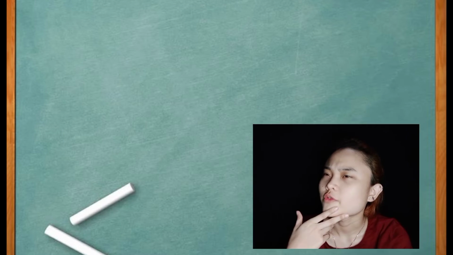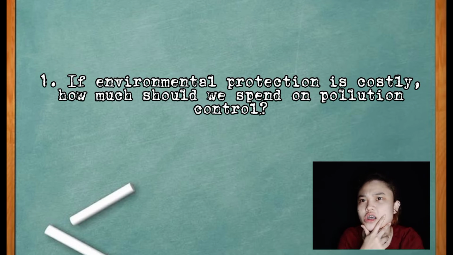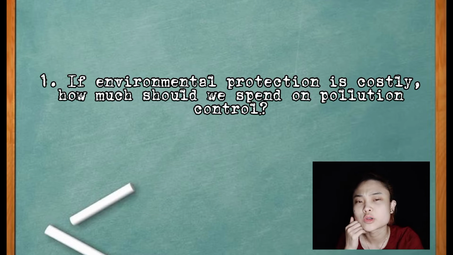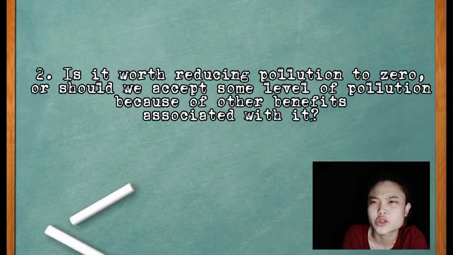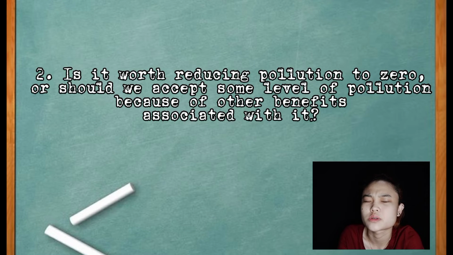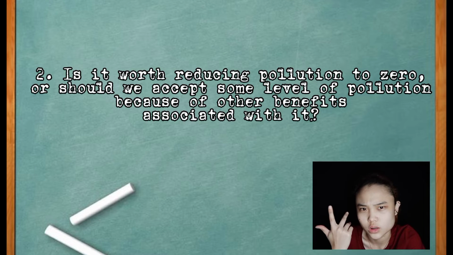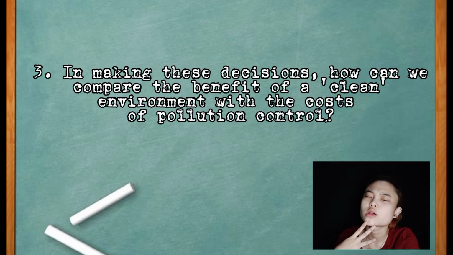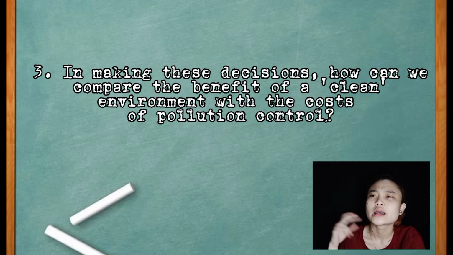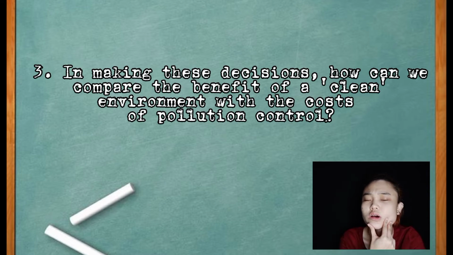Here are the 7 central questions in environmental economics. If environmental protection is costly, how much should we spend on pollution control? Is it worth reducing pollution to zero, or should we accept some level of pollution because of other benefits associated with it? In making these decisions, how do we compare the benefit of a clean environment with the cost of pollution control?